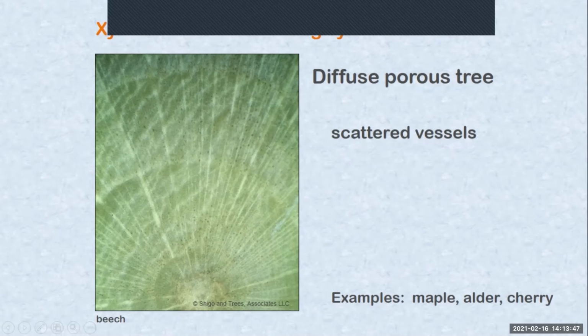Then you have something called diffuse porous trees. And that means those vessels, rather than being in nice, neat rings, are kind of scattered throughout the ring. They're a little hard to see, but you can see those pores kind of scattered throughout the xylem tissue. And a lot of other trees are considered diffuse porous trees.